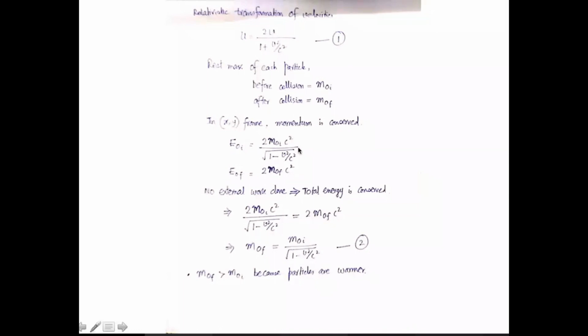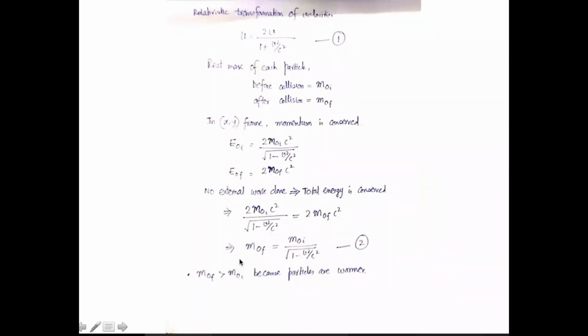And after collision it is this, 2 m naught f c square. Is that clear? Yes, sir. So no external work done, so total energy has to be conserved. We are not doing any work. So E naught I is equal to E naught F. Energy has to be conserved.